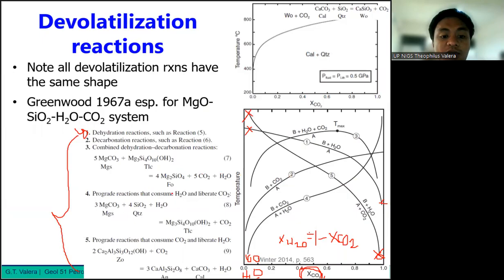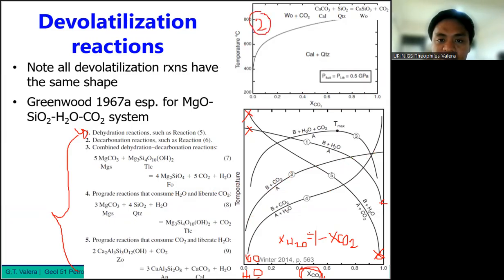Tingnan naman natin yung decarbonation reaction. So as you can see, decarbonation reaction, ganun din, same concept. Decarbonation of a rock, for example, 2, this is 2.